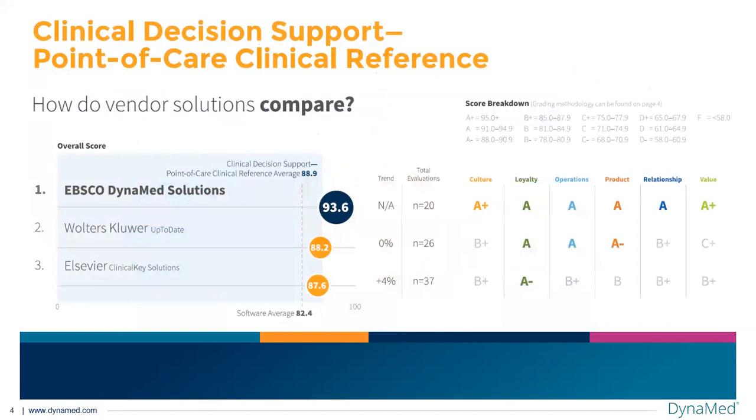This visual just shows how KLAS ranks and scores resources. And as you can see, DynaMed, we've got A's across the board. And I think it's important to look at our value score as well when it compares to our competitors.